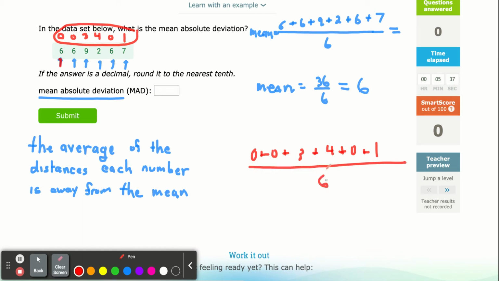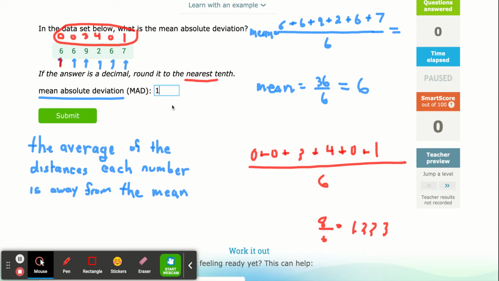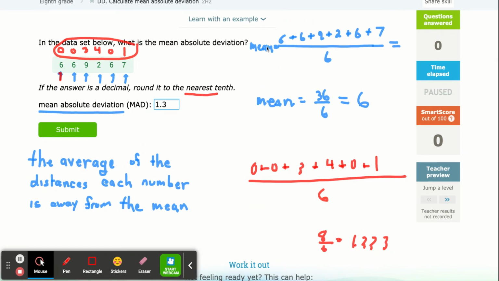So there was a total of 6 numbers. 3 plus 4 is 7, plus 1 is 8, and I get 8 divided by 6. It says to round to the nearest tenth, so I'm just using a calculator, and it's 1.33333333. Rounded to the nearest tenth, my MAD, or mean absolute deviation, is 1.3. So again, the first step is to find the average of the given numbers, then find out how far each of those numbers is from the mean, and then find the average of those distances.